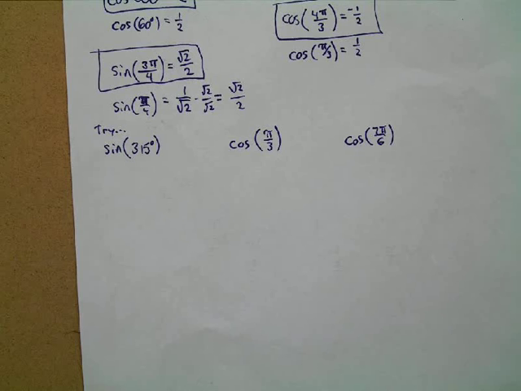So that should be negative. That's the third quadrant there. Yes. Yeah, sorry, 7 pi over 6. That's my handwriting right here. Yes.